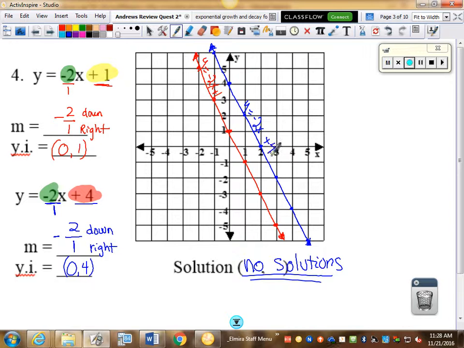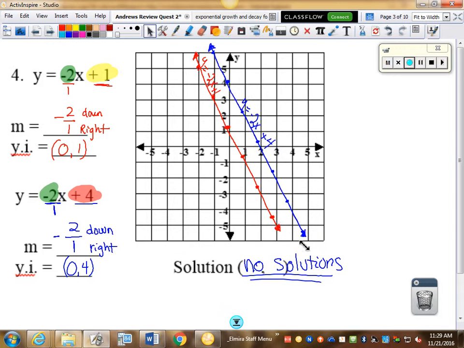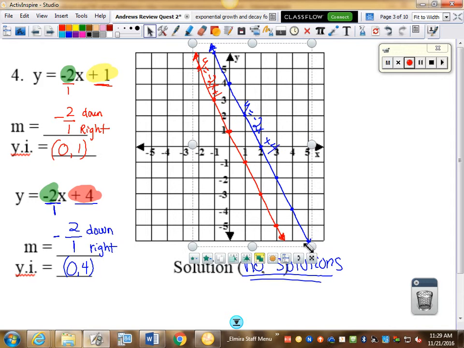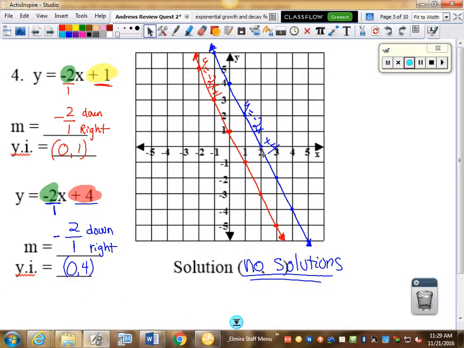Some of you may be thinking, wait a minute, how did we get infinitely many solutions? That's not this problem, but how would that happen? That could happen. Let me see if I can get this to work. All right, I was trying to move just the blue line, but it won't let me. If I took my blue line and I shifted it, if it was the exact same equation, if they were both negative 2x plus 1, then they would be right on top of each other, and that would be infinitely many solutions. But this is no solutions because we've got parallel lines.